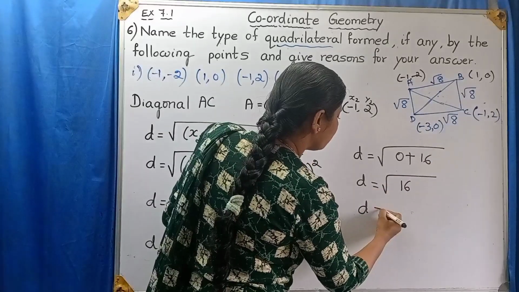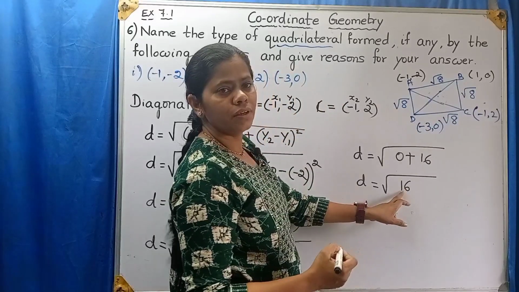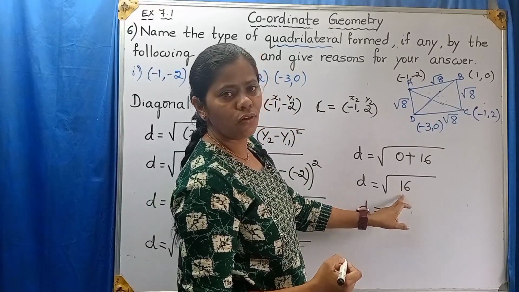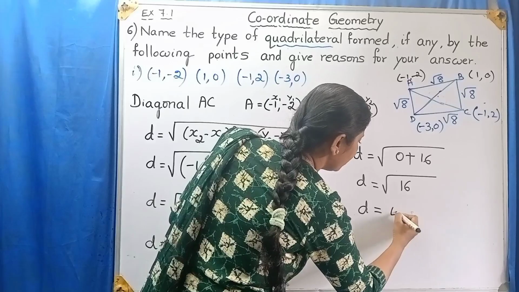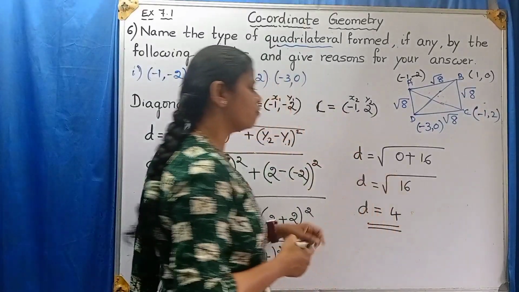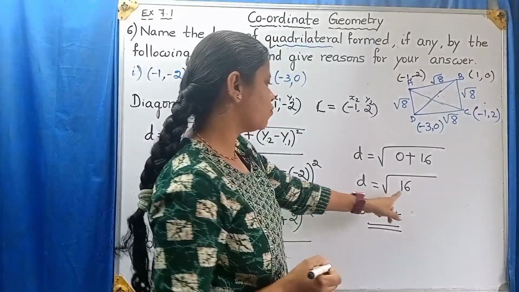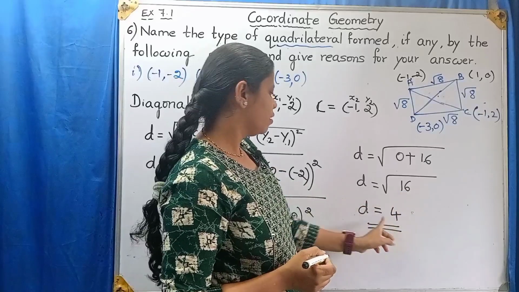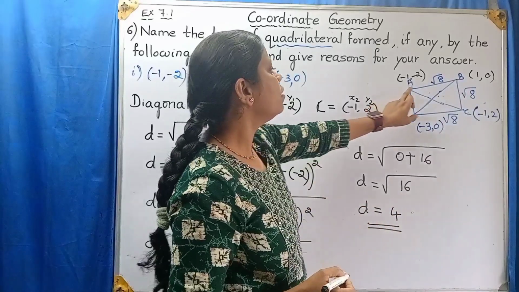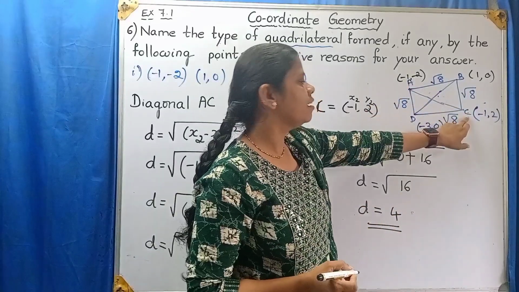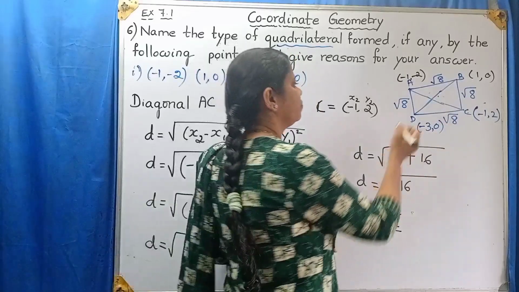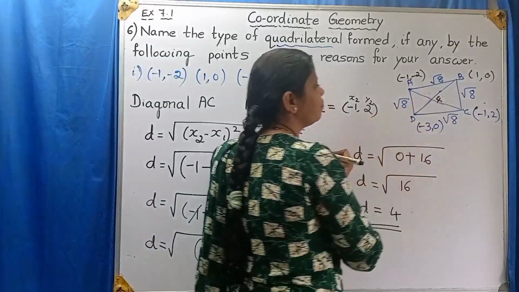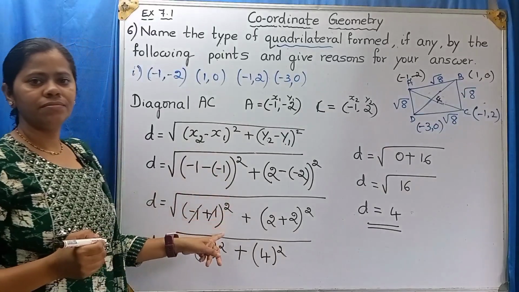D is equal to the square root of 16. What is the square root of 16? It is 4, right? 4 fours are 16. Square root of 16 is 4. That is, the distance of the diagonal AC is 4. Okay. Now let me rub this.